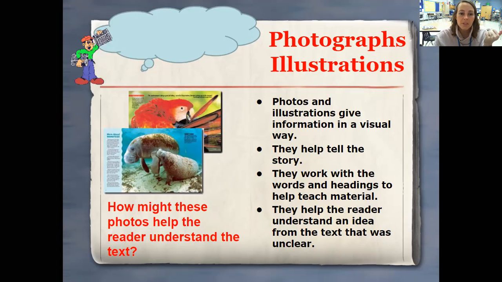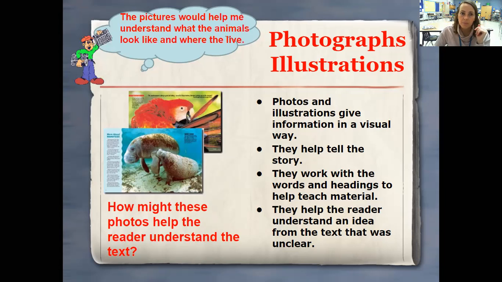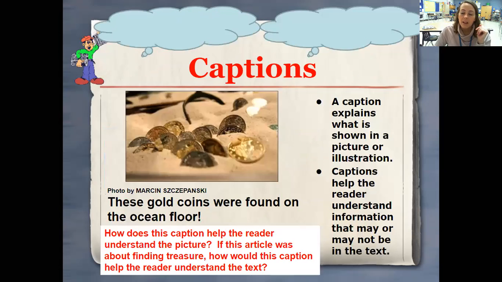So we have some examples here of photographs. Have you ever seen a manatee or know what a manatee is or what it looks like? Well, if you never have, guess what? Now you have. Look at this photograph of a manatee. If you didn't know what a manatee was, you could use this photograph to help you figure out what it means. So photographs and illustrations really help the reader to visualize and to know what something in the text looks like.